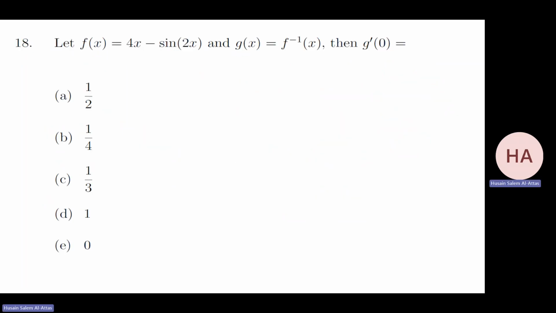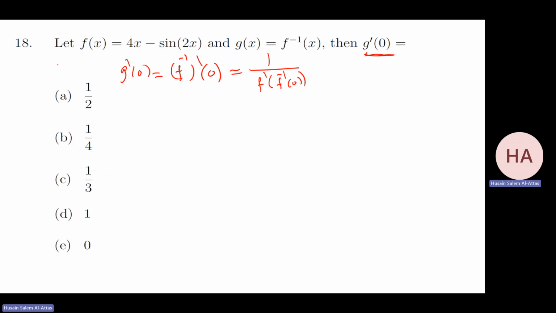So now we have this problem where I need to find g prime at 0. g prime at 0 will be inverse prime at 0, which is 1 over f prime at f inverse at 0.